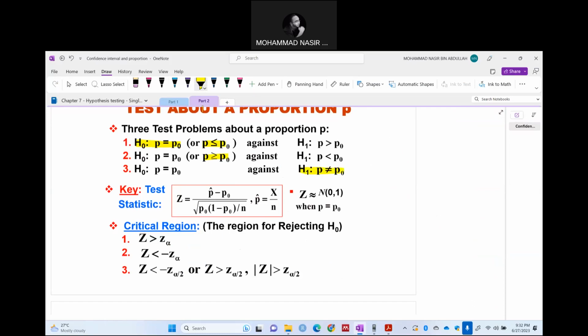So when we have a proportion problem, the Z distribution is P hat minus P naught, divided by the square root of PQ over N, and P hat is equal to X over N. So this is a statistical test for proportion. Right, so we're going to use the Z distribution. The critical region and p-value approach are the same as previous, so the decision rules are the same, right?